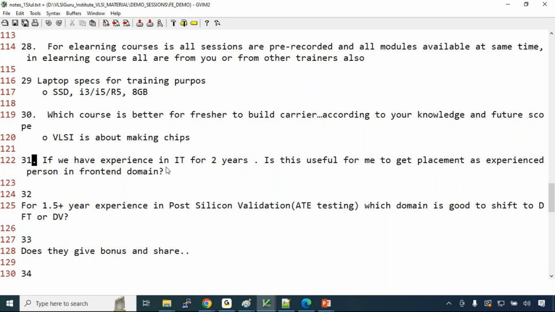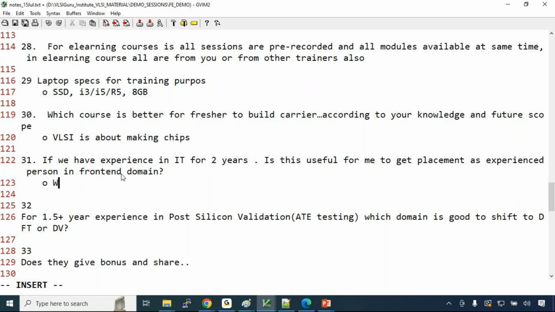Next question: if we have IT experience of 2 years, is this useful to get placement as an experienced person in the front end domain? If you are currently working in, let's say, Wipro, HCL, or Tech Mahindra, any such company where there is a VLSI or embedded systems division, then you can easily use the same company work experience, learn the subject on par with a 2 years experienced person. Let's say in Wipro you are a software engineer, you learn the subject here, become as good as a 2 years experienced person, show yourself as a 2 years experienced person at Wipro and switch the domain.